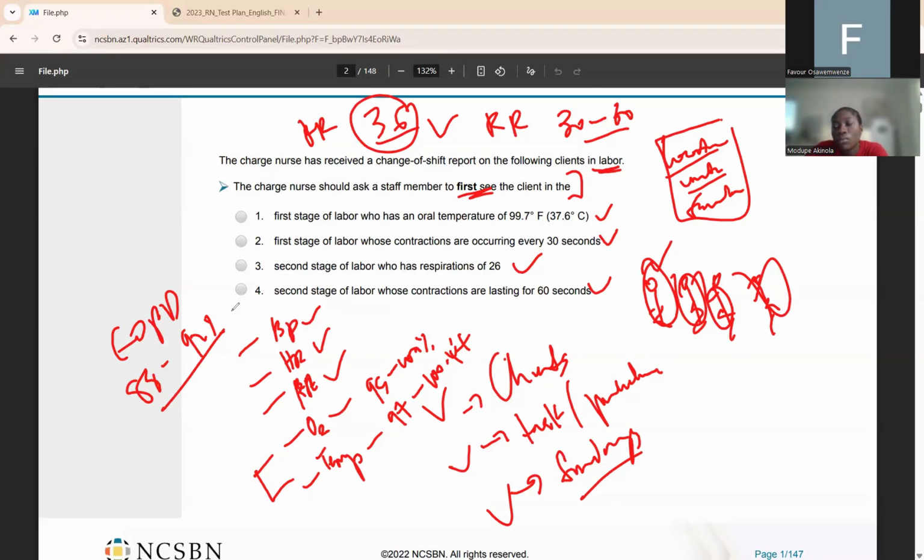So now, anytime you are dealing with temperature, temperature can be related to a lot of things. Ask yourself one question: why will a patient have increased temperature in the first place? There are two reasons. Increased temperature occurs related to inflammation and infection.